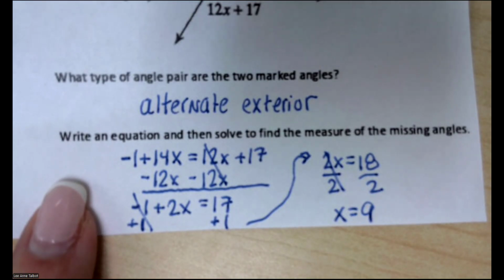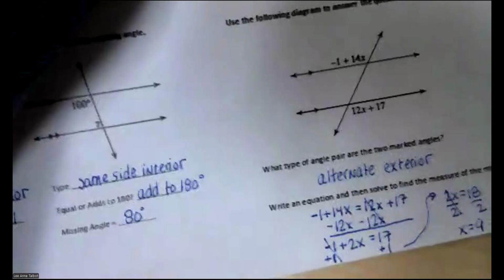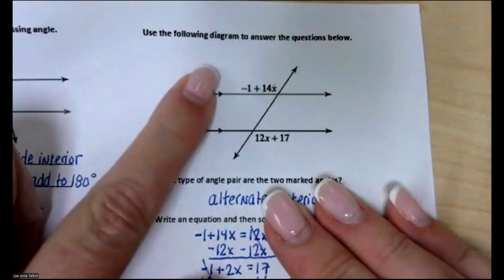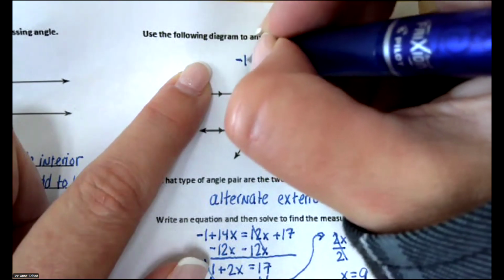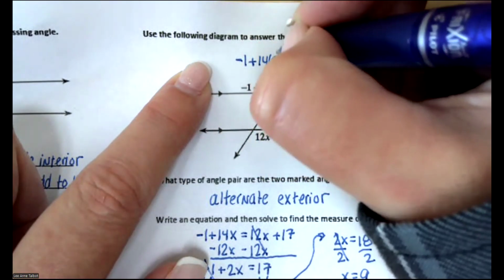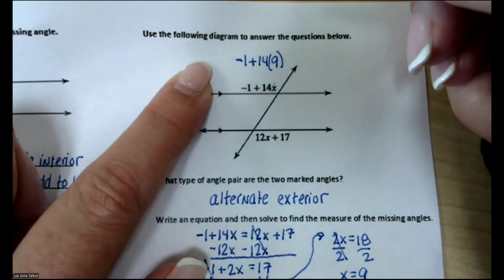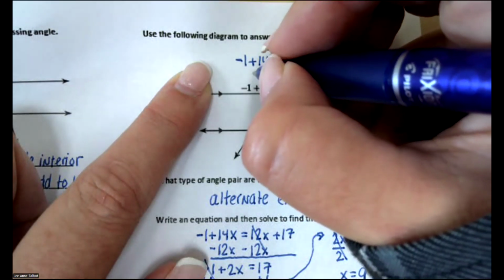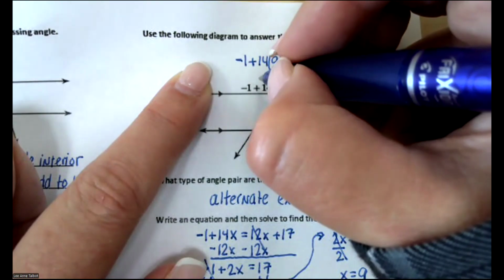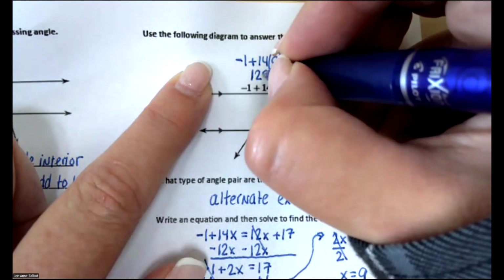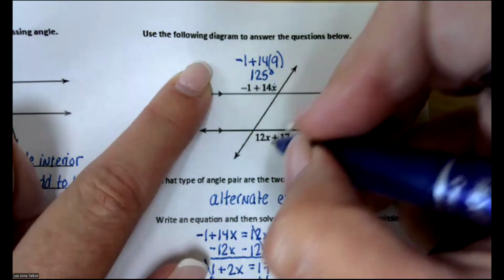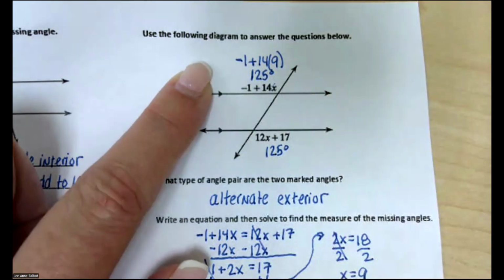It asked us to find the measures of the missing angles. So 9 is great, but that's not everything. What we need to do is come back up here and plug in the 9. So -1 plus 14 times 9 is -1 plus 126. So this is 125. And then that means this one also has to be 125.